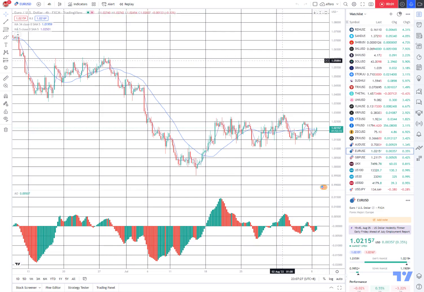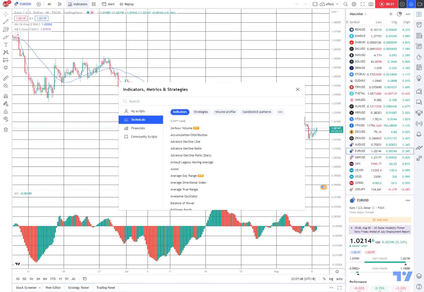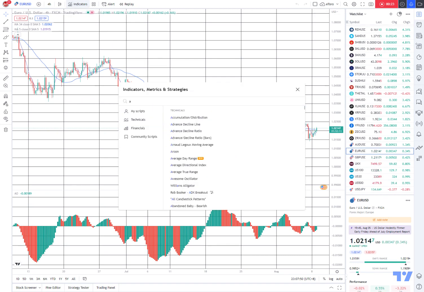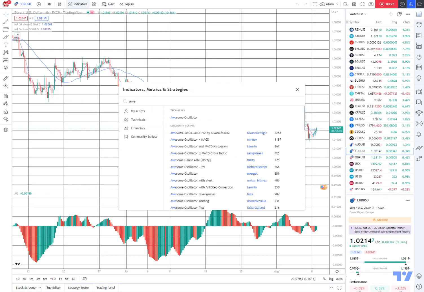Hello, everyone. Today, I just want to do a recap and also analysis on one of the really awesome indicators. It's called Awesome Oscillator. You can see I already added that to the chart. If you want to add that, you just go to the indicators and here you type Awesome Oscillator, then it will be added to the chart.